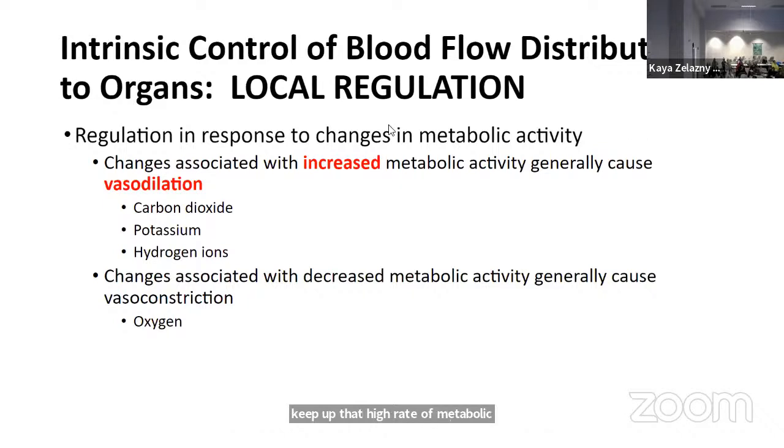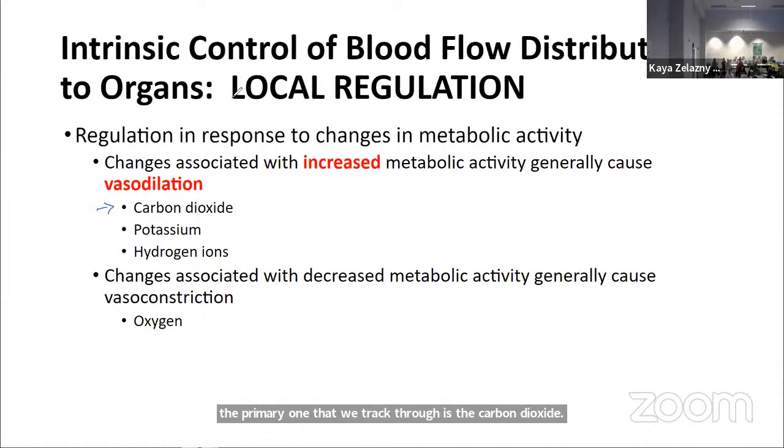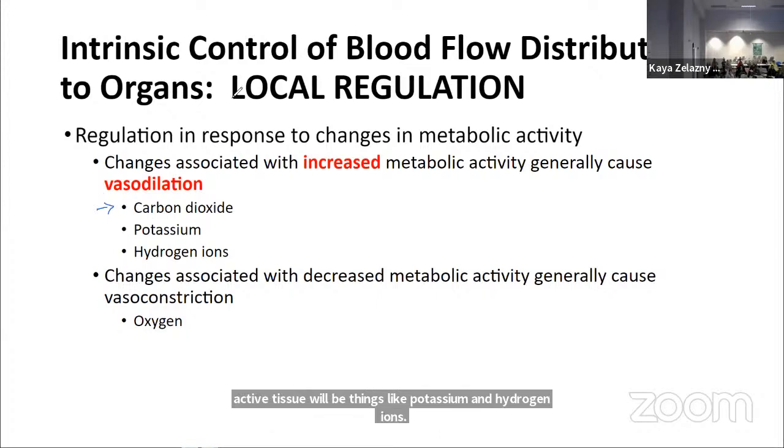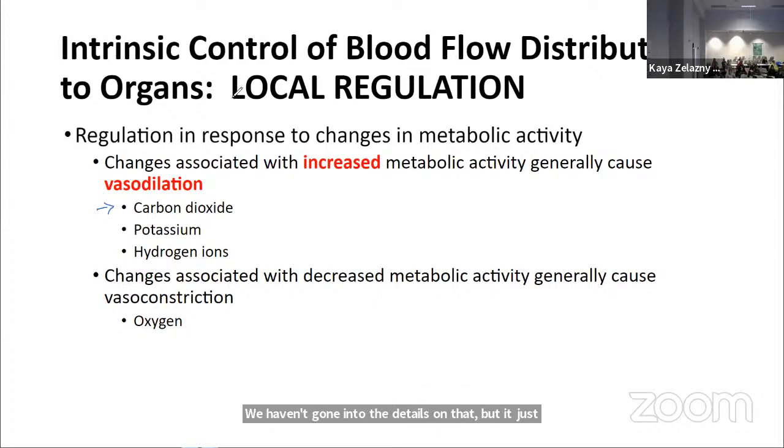So the primary one that we track through is the carbon dioxide, right? So carbon dioxide, because we're peeling off those carbons and giving them off as carbon dioxide as we break down glucose. But other things that would indicate more metabolically active tissue would be things like potassium and hydrogen ions. We haven't gone into the details on that, but it just happens to be true that those are also high in metabolically active tissue. Okay, so if we see lots of this in our tissue or surrounding our tissue, really, that means we're going to want to carry more blood there. So we're going to vasodilate.